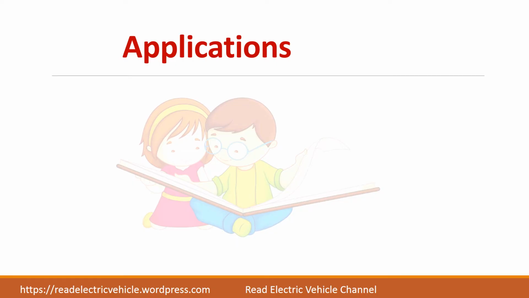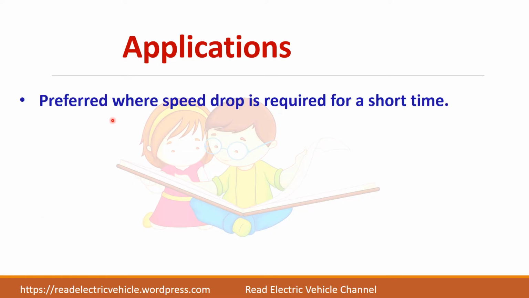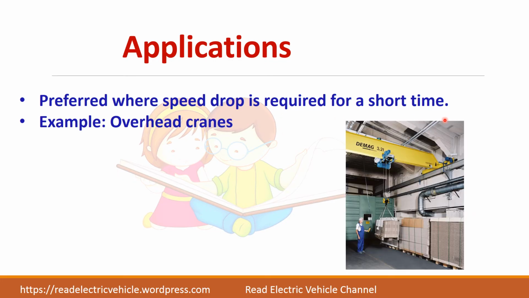Next we will see the applications. So this method is preferred where speed drop is required only for a short time. For example, you can take overhead cranes which are used for loading and unloading of machines or products. So here this type of speed control is very useful.